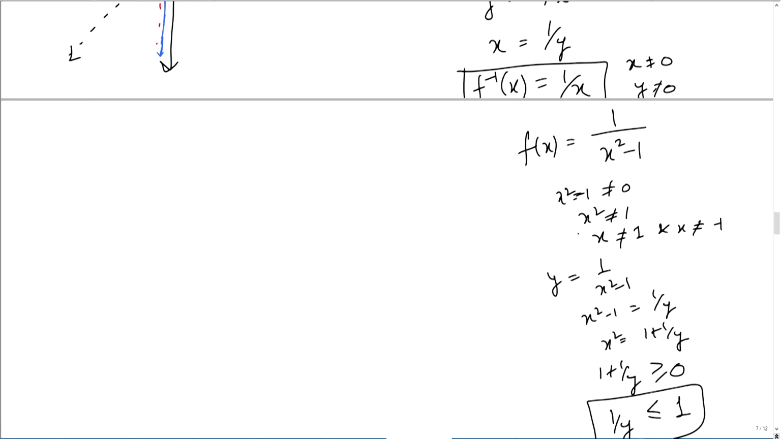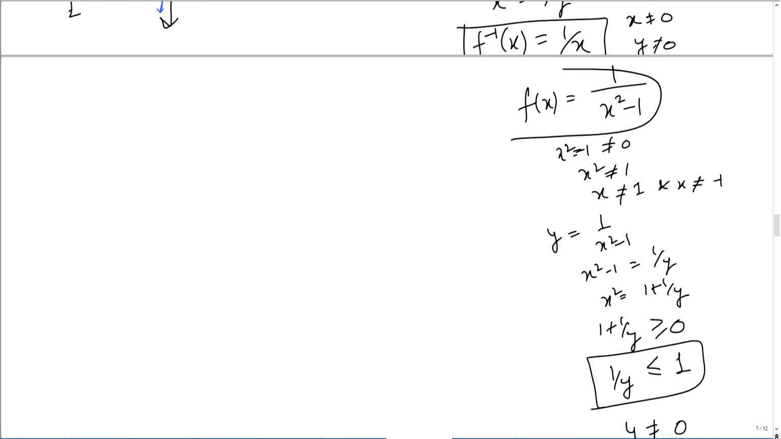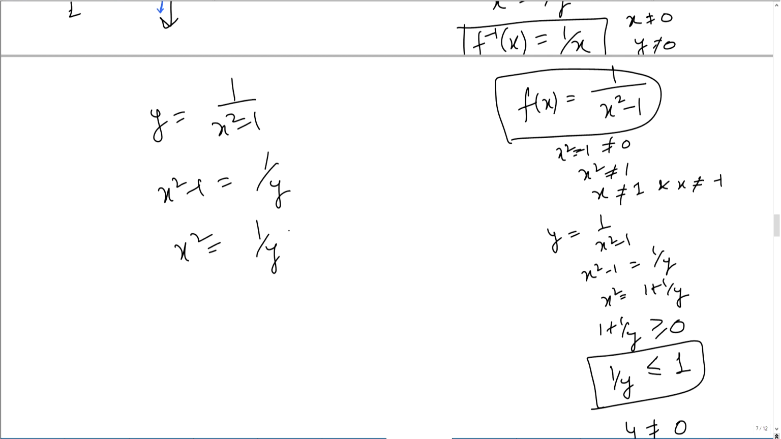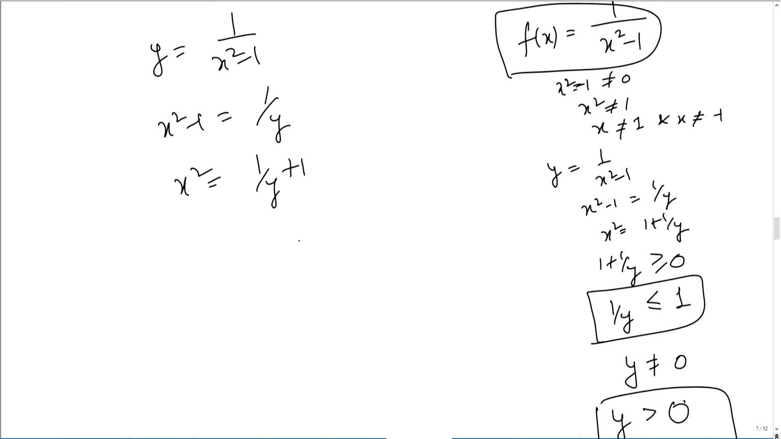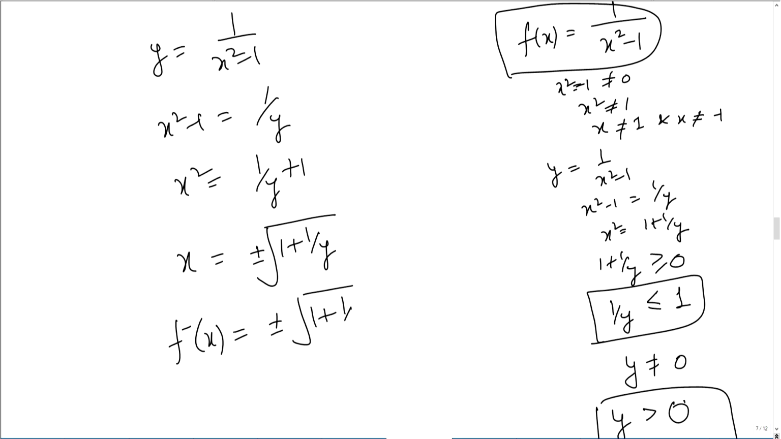The function was f of x equals 1 divided by x square minus 1. Let us find the inverse of this function. To find the inverse, I will write y equals 1 by x square minus 1. That means x square minus 1 would be 1 by y. x square equals 1 by y plus 1. x equals plus minus square root of 1 plus 1 by y. I can write it in the form of an inverse function, plus minus square root of 1 plus 1 by x. So this is the inverse function.